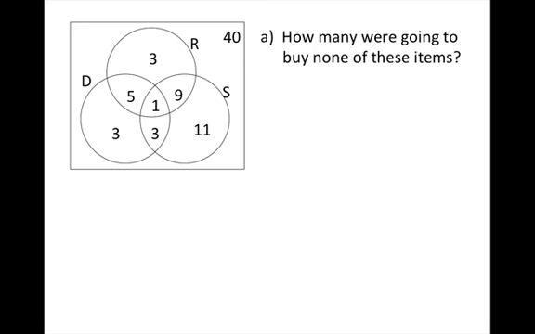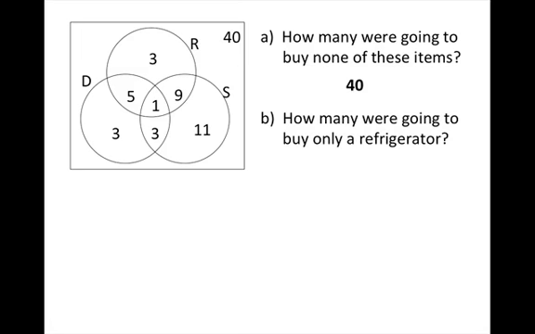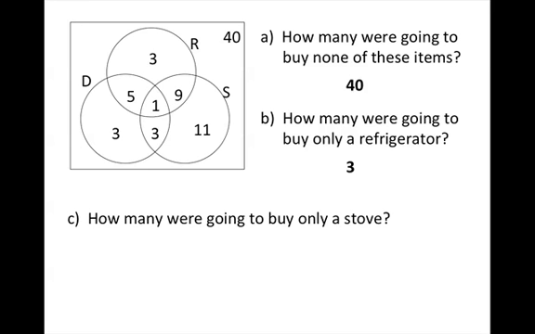Now let's answer our questions. How many were going to buy none of these items? That's the 40 that we just found. How many were going to buy only a refrigerator? Well, that's the number of people in set R that are not in the other sets, so that would be 3. How many are going to buy only a stove? That's the number in set S that are not in the other sets, so that was 11.